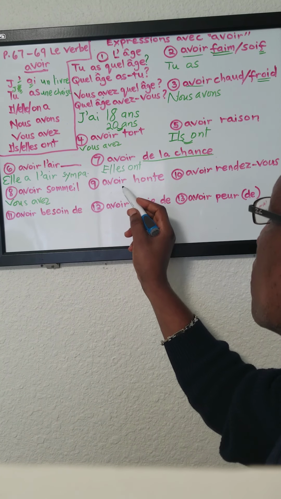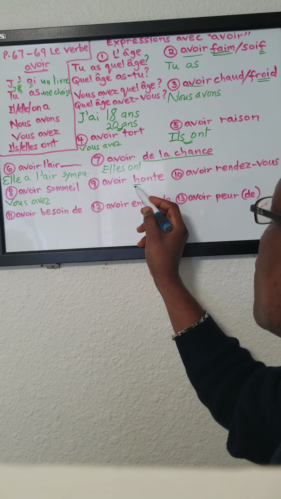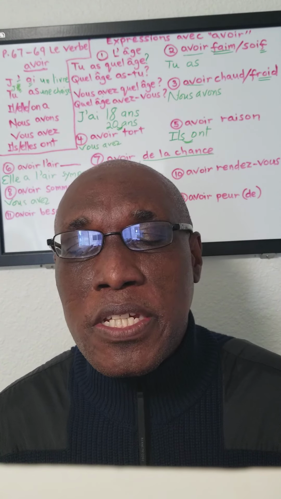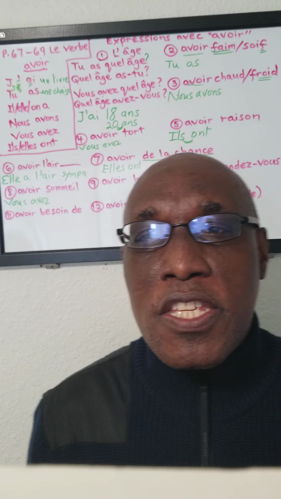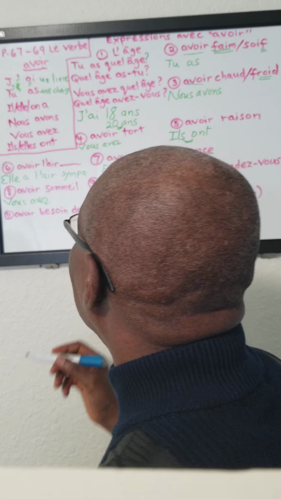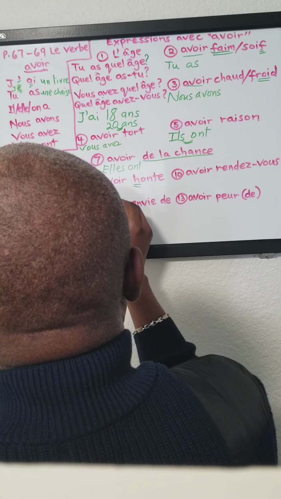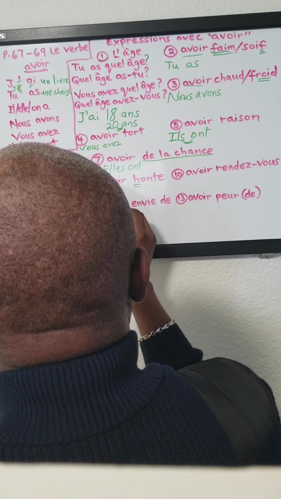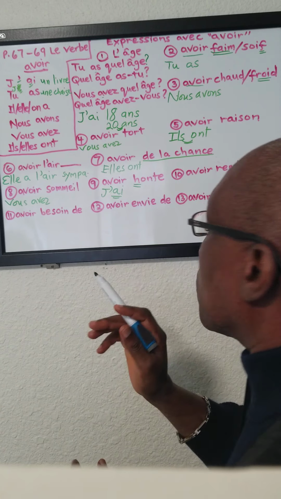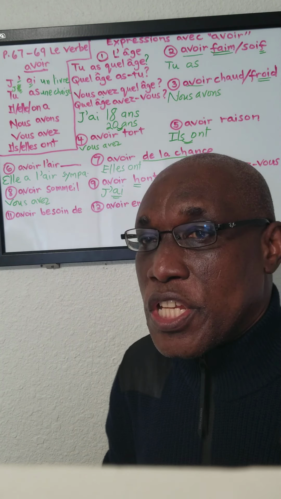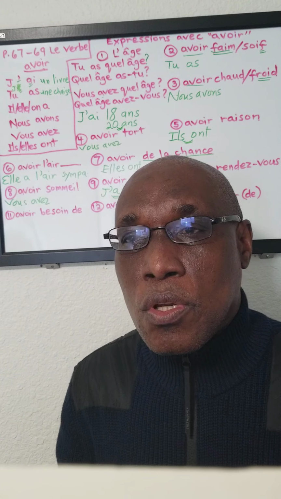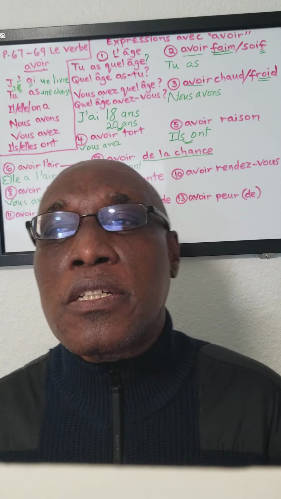Okay. Avoir honte. Don't say the H. Avoir honte means to be ashamed. You did something wrong, you are ashamed. Right? So, j'ai, the avoir with je becomes j'ai, and then honte. You don't change honte, it will stay the same. J'ai honte. I am ashamed.